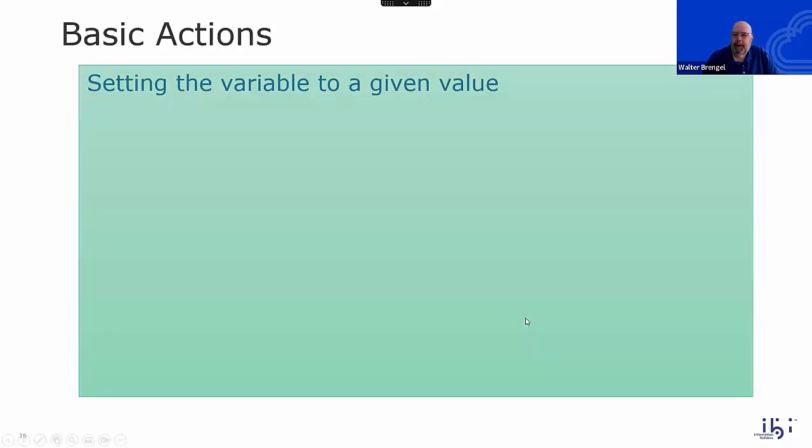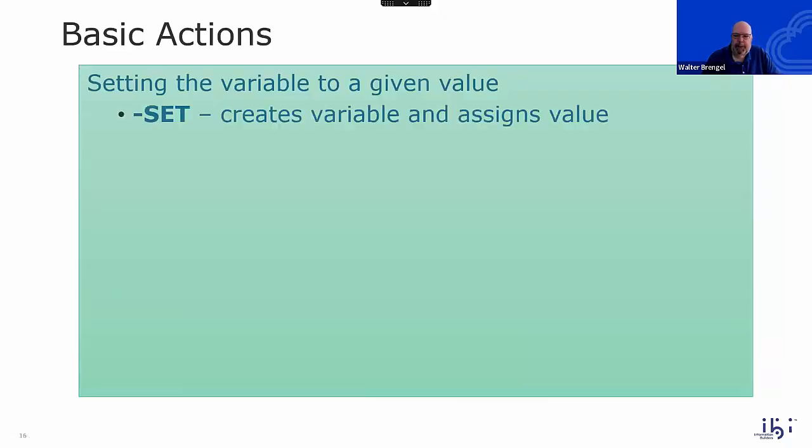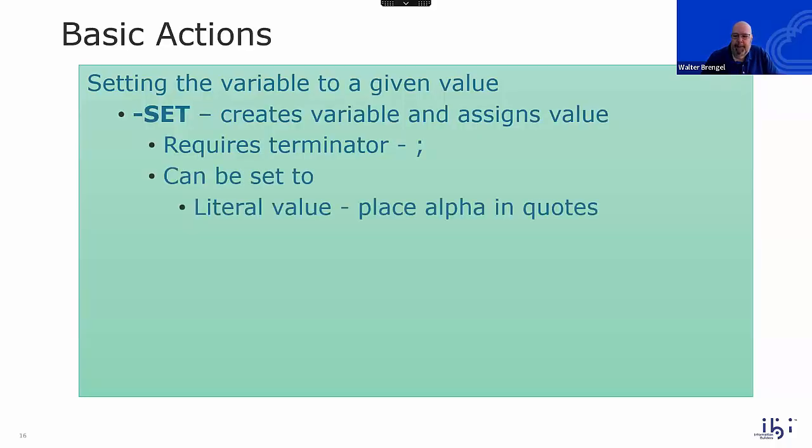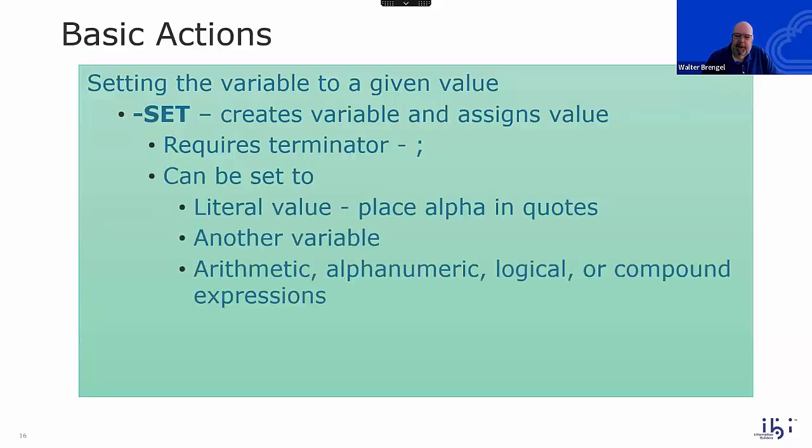All right. So we did some basic information about the amper variables. Now we'll go into how do you give them values. So we have the dash set, which you've seen in some of the examples. We have to end the dash set with a semicolon. It can be set to a literal, another variable, or an expression.